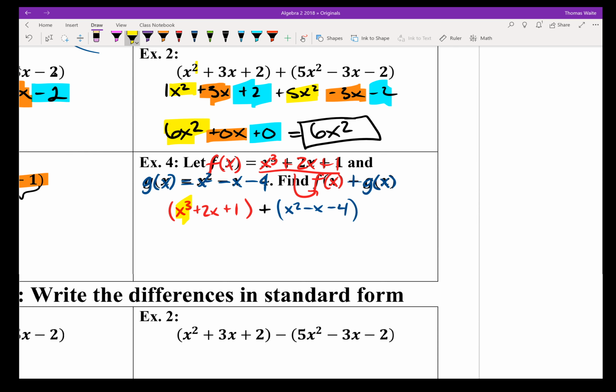So then I'm just going to write it without the colors, kind of simplified. x cubed plus x squared plus x minus 3 will be our final sum. The last problem we just introduced a different notation. Really, it's just asking us to add up two polynomials.